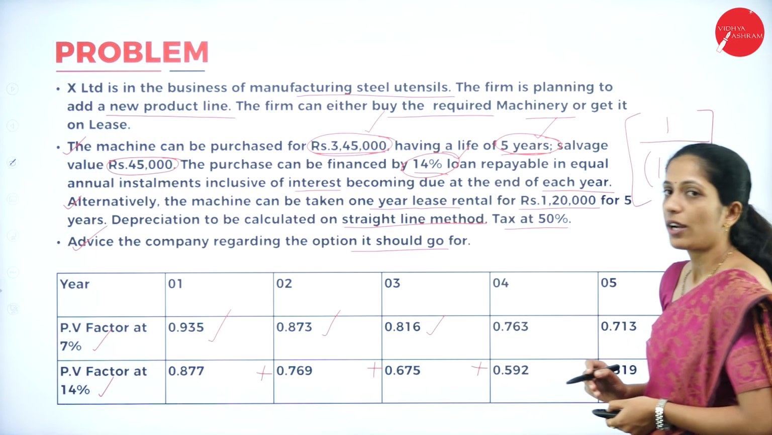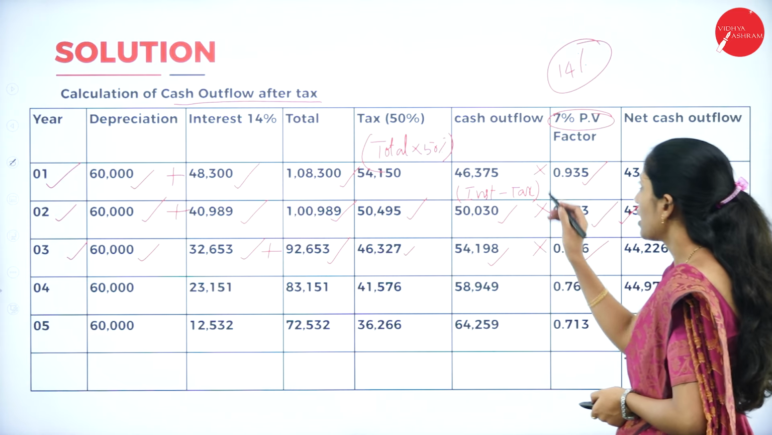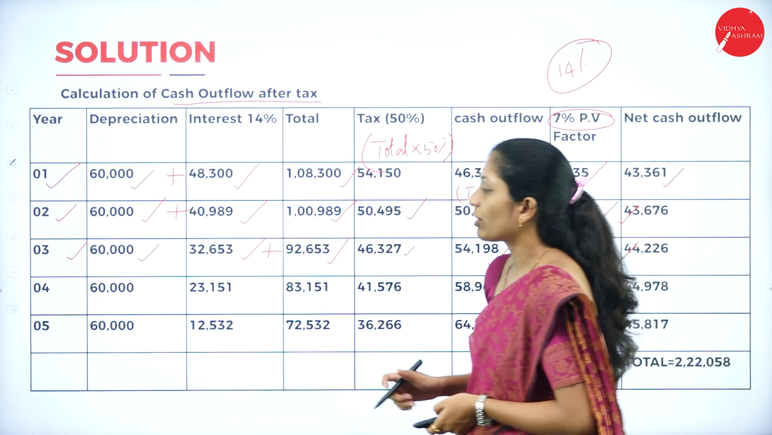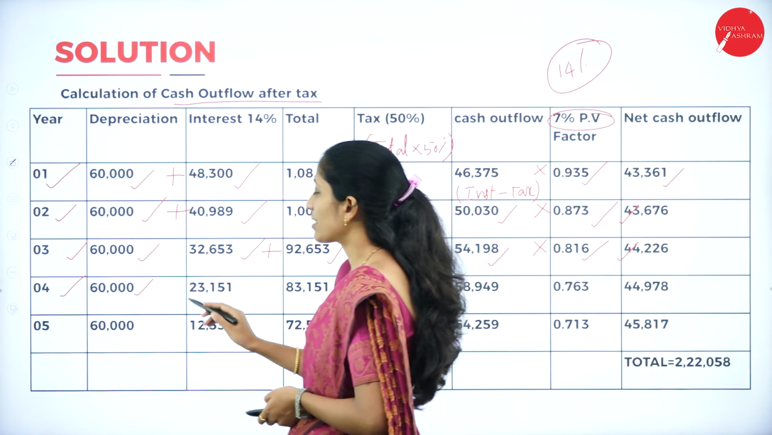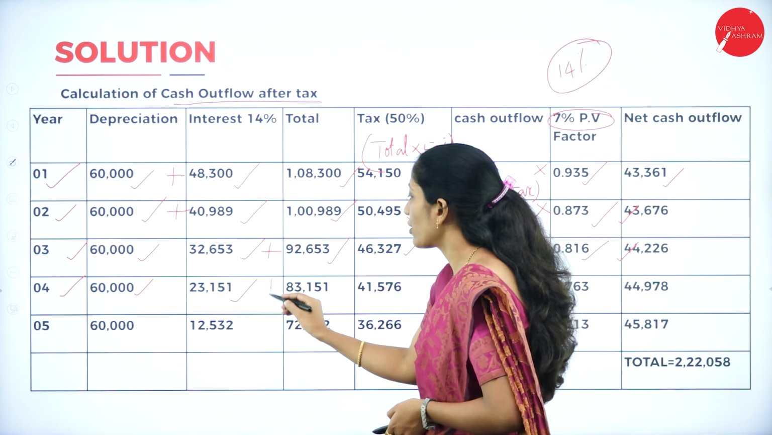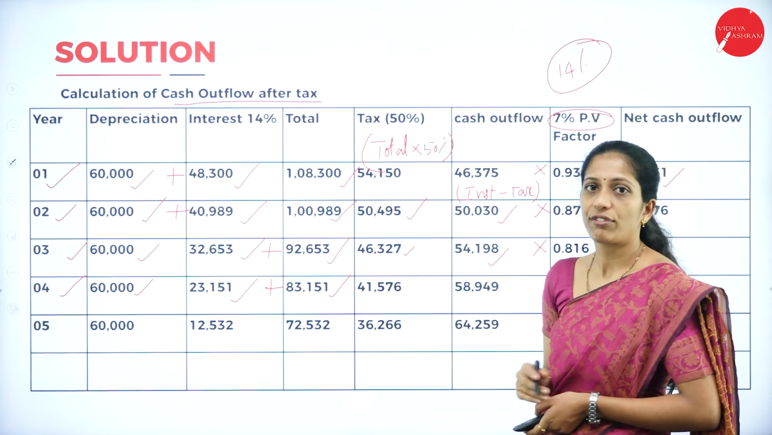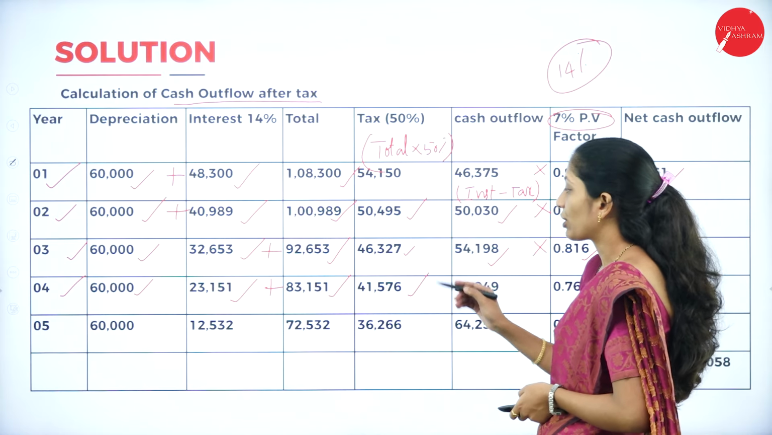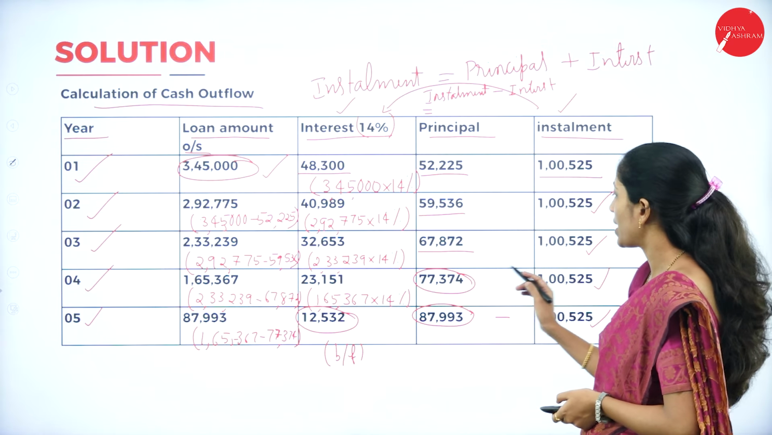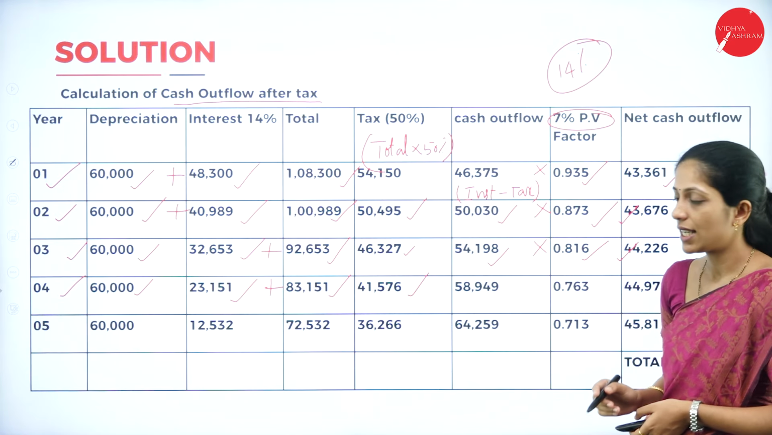That is 0.816. So multiply with 0.816. That is cash outflow into PV factor, we'll get 44,226. Now coming to the fourth year, same way. 60,000 is the depreciation. So what is the interest? 23,151. Next, when you add, you'll get the total. Next, tax 50%, that is 83,151 into 50%. So you'll get 41,576. Next, what is the fourth year installment? That is 1,05,25 minus tax 41,576.